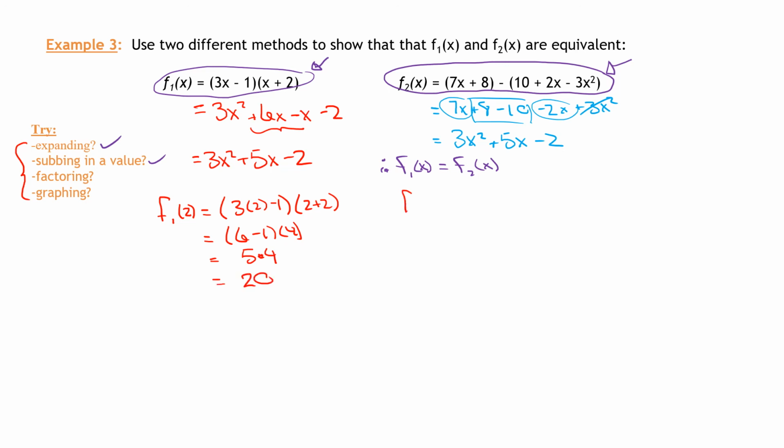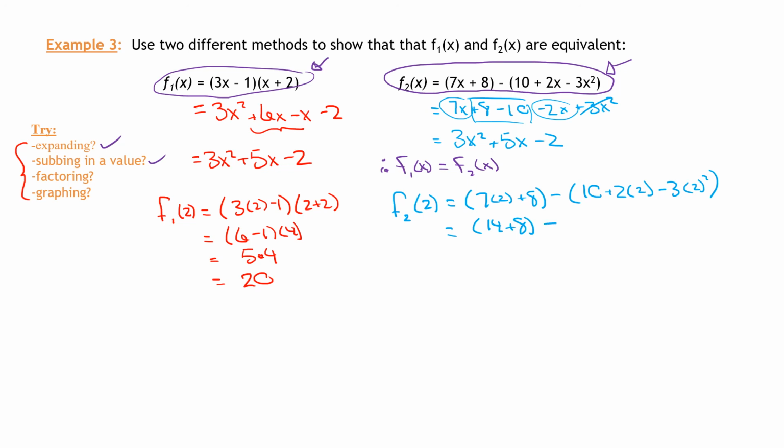Let's try the same thing, subbing in a 2. You have to sub in the same number, of course. Subbing a 2 into the original: 7 times 2 plus 8 minus the bracket 10 plus 2 times 2 minus 3 times 2 squared. Okay, this gives me 14 and 8.